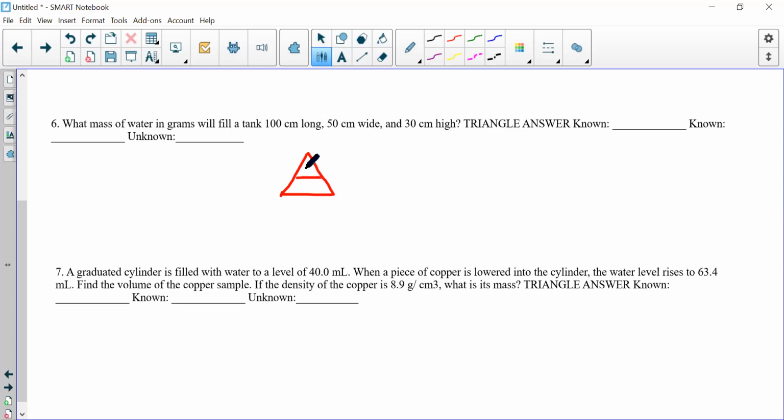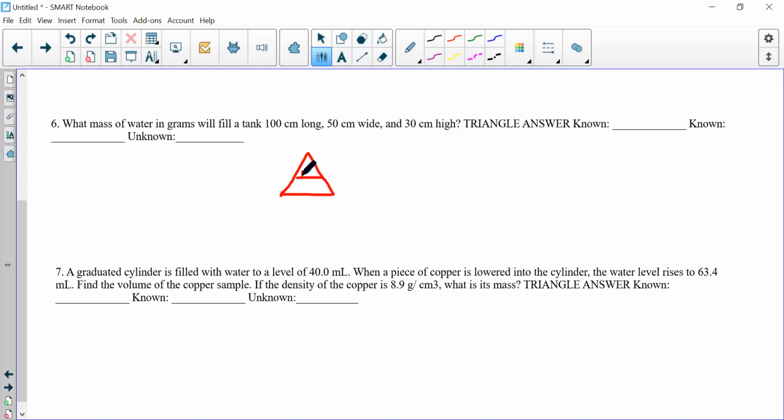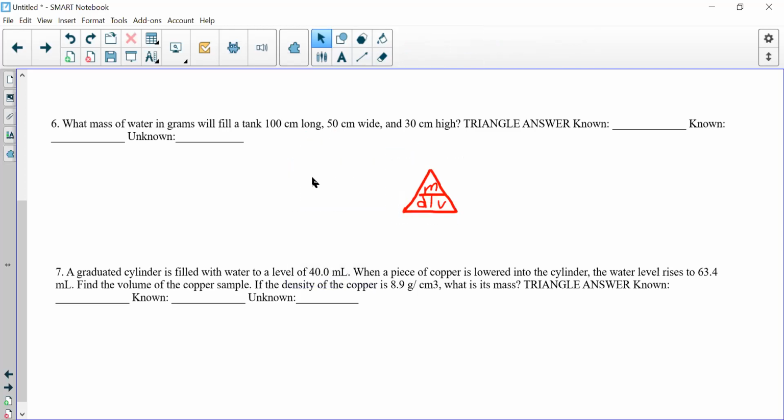All right, so we've got this triangle, and I'm going to decrease my font size just a little bit. We've got mass up top, density and volume down bottom. Again, it doesn't necessarily matter which one goes where in the bottom. It just matters that density and volume are down there because multiplication is commutative, so it doesn't matter what order you multiply. Let me just move that. Awesome. So we've got this right here.